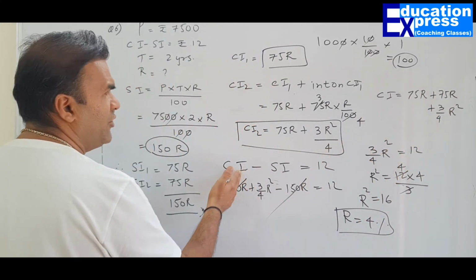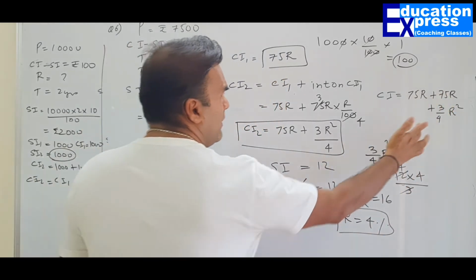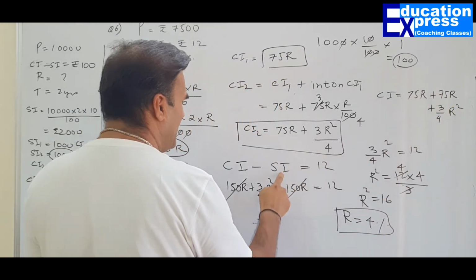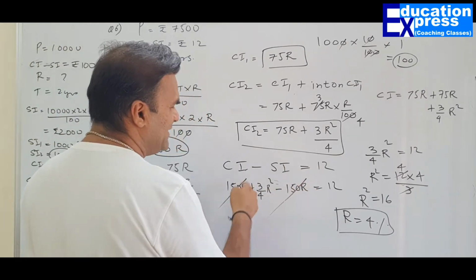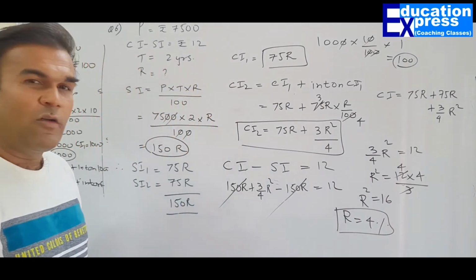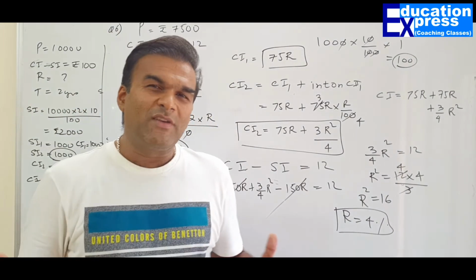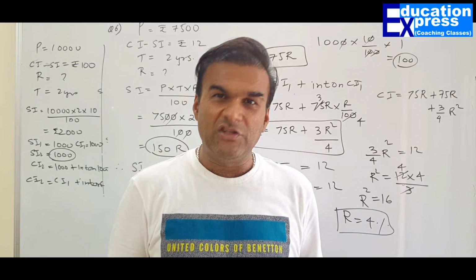So I am substituting this entire CI: 75 plus 75, 150R plus 3 upon 4 R square minus SI, which is 150R, equals to solve. Solve it, cancel, 3 upon 4 R square equals to 12. You get the value of R as 4%. One of the most important questions, a unique question, easy, not difficult, but of course you have to pay lots of attention to it.